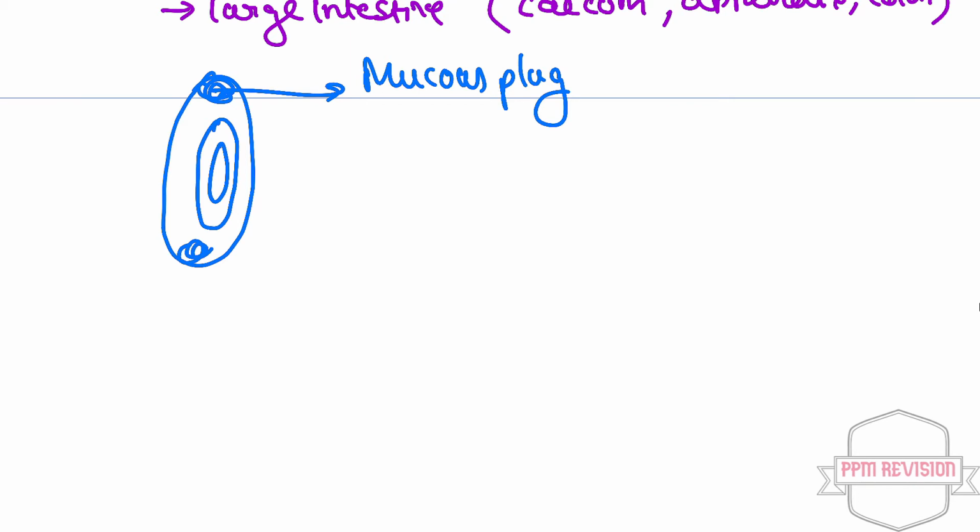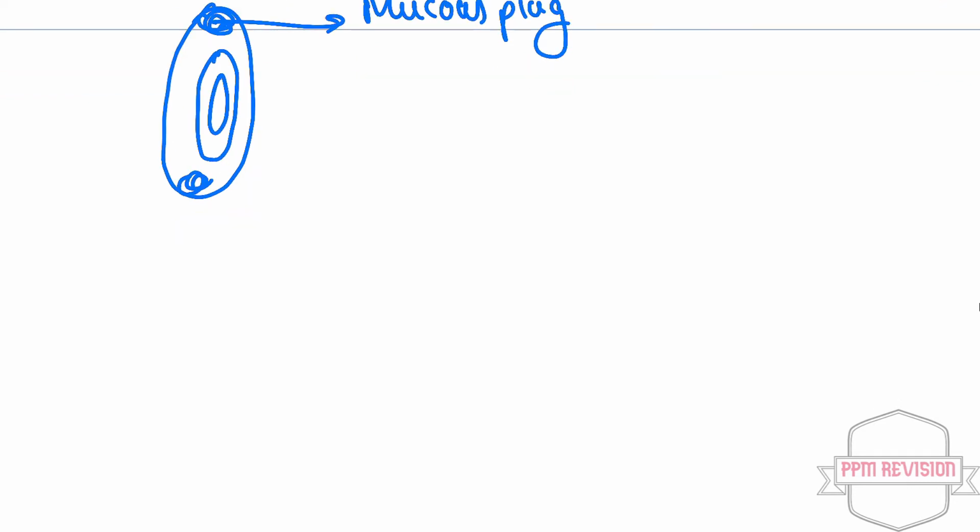Now quickly looking at the life cycle, as we always do. So here we have the adult worms in the large intestine.